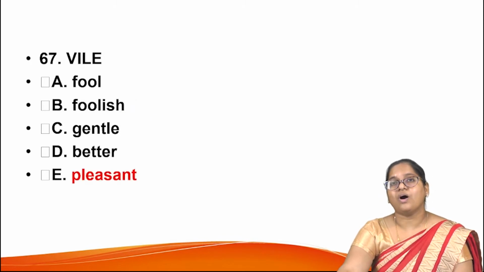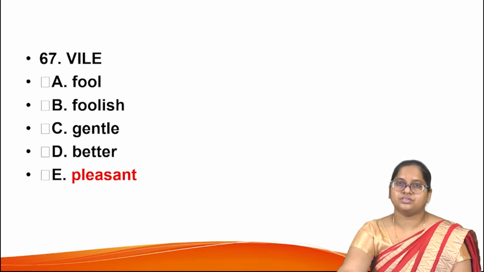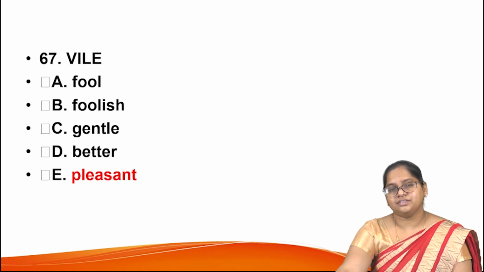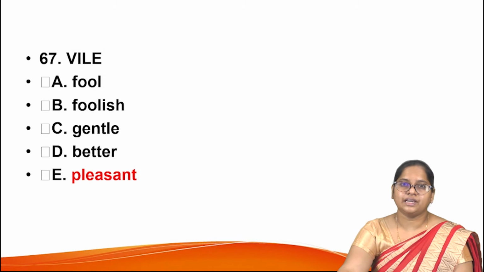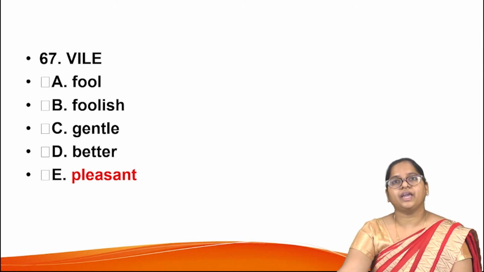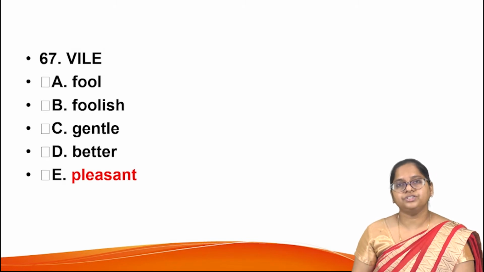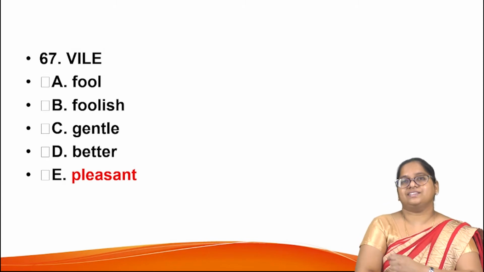Next question. We say a vile person, right? What is this vile meaning? Vile means having ill thoughts, being morally low and degrading, not maintaining proper ethics, unethical, like that. So now the options given: A, fool; B, foolish; C, gentle; D, better; E, pleasant.